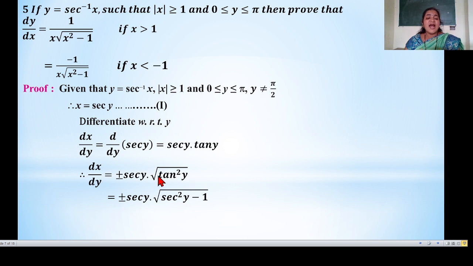Now we can apply the identity formula 1 plus tan square is equal to sec square. So we get sec square y minus 1. So we replace tan square y by sec square y minus 1. Now next, what is sec y? Which is x. So dx by dy is equal to plus minus x square root of x square minus 1, since sec y is equal to x.